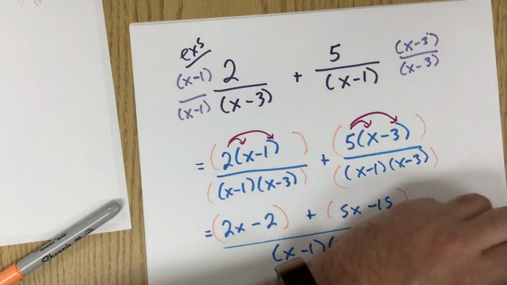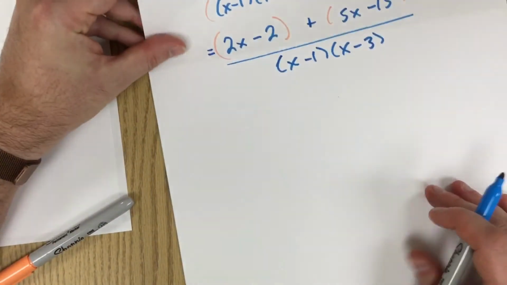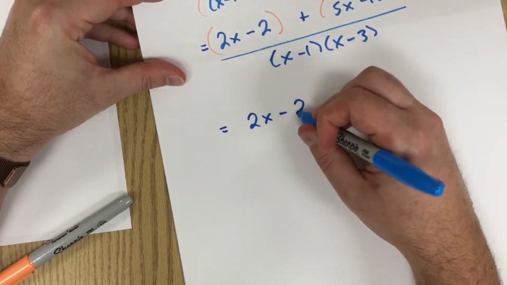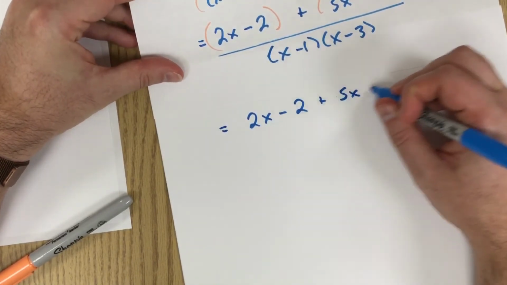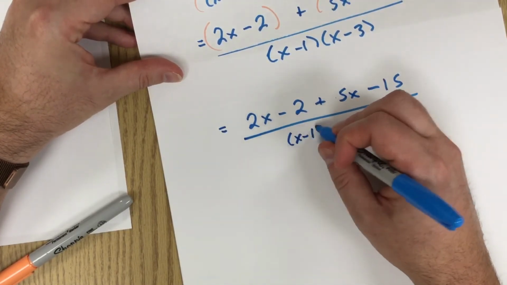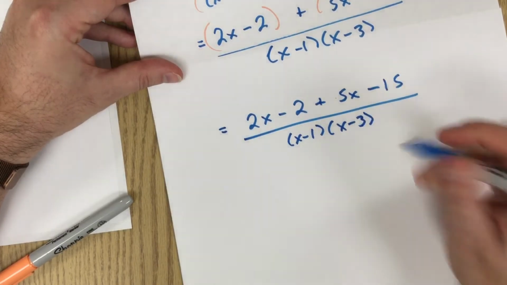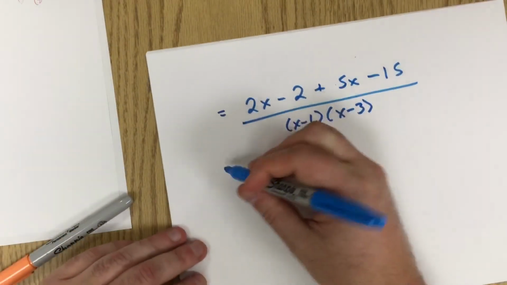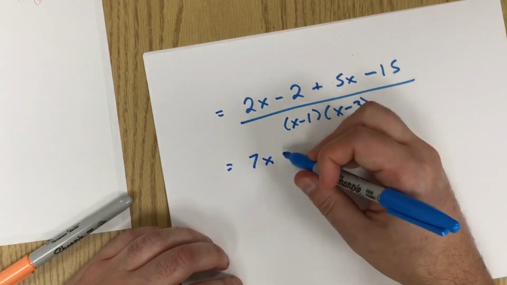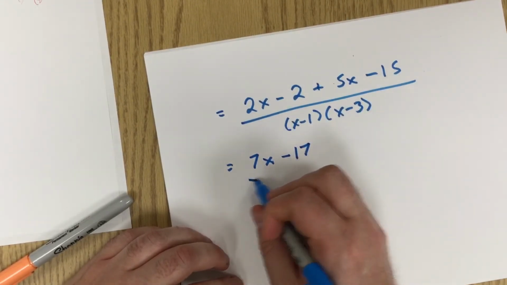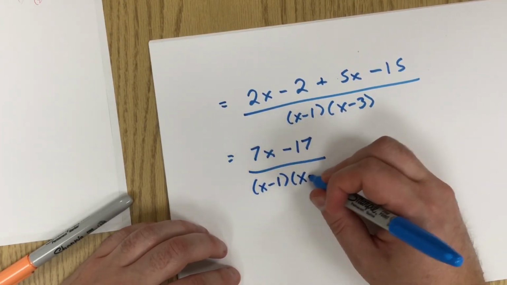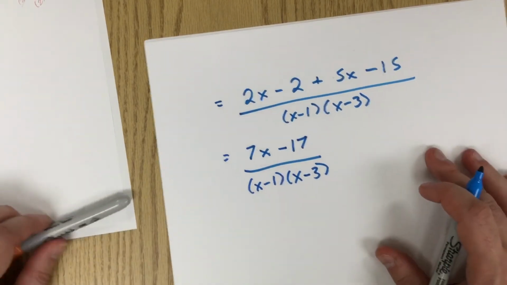We're not done. Which is then going to be equal to 2x minus 2 plus 5x minus 15 all over x minus 1 times x minus 3, which is equal to 2 plus 5 is 7x, minus 2 minus 15 is minus 17. So 7x minus 17 over x minus 1 times x minus 3.